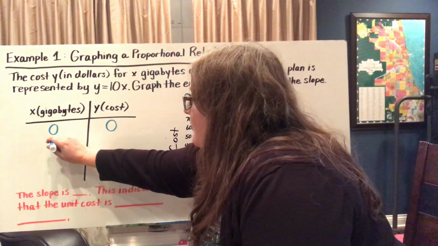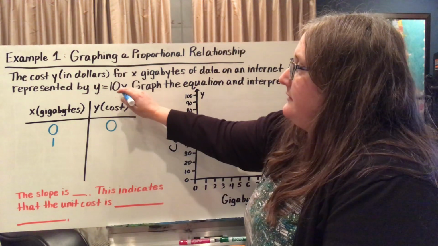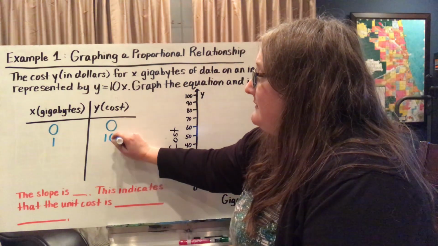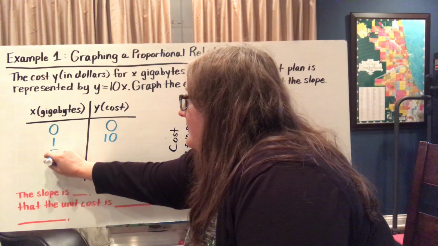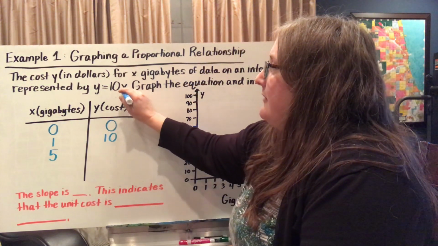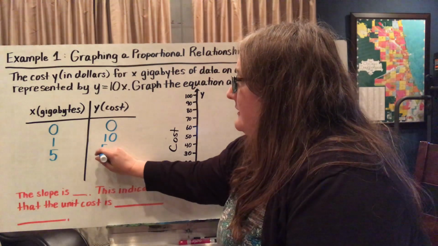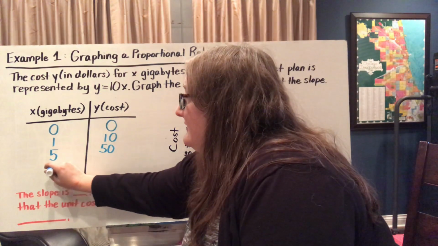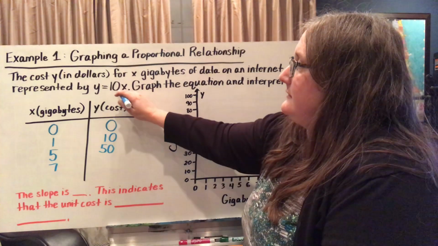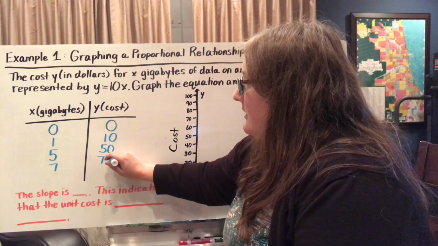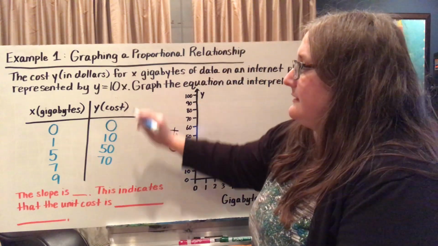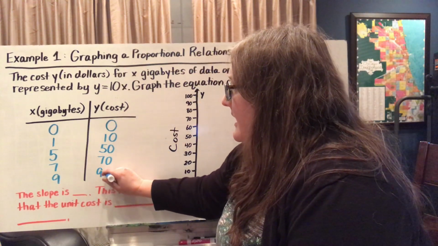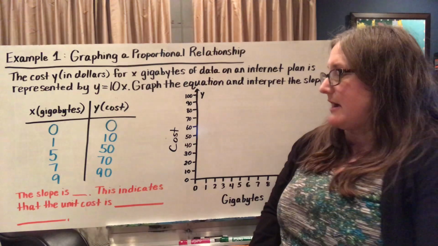If I want 1 gigabyte of data, 10 times 1, it's going to cost me $10. Or maybe I want 5 gigabytes of data. 5 times 10, it's going to cost me $50. Or maybe 7 gigabytes of data. 10 times 7, $70. Or maybe even 9 gigabytes of data. 9 times 10, $90. So basically I can graph these.